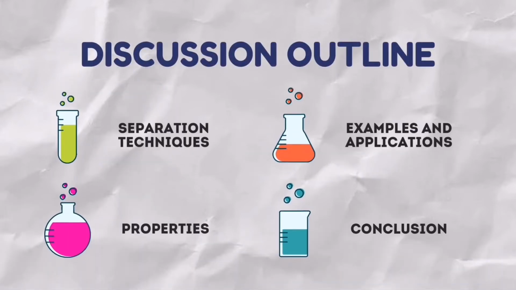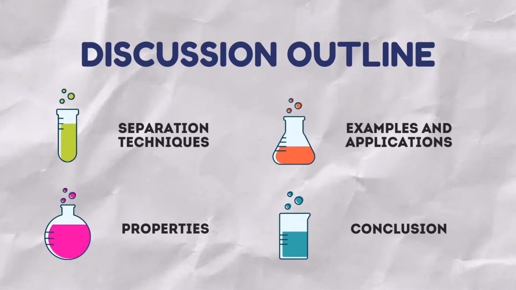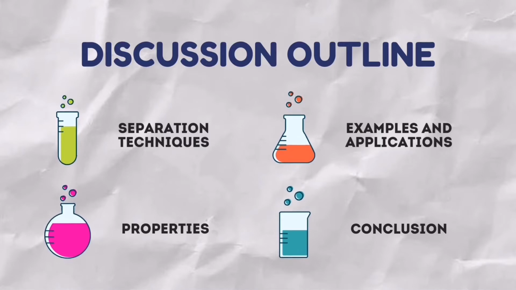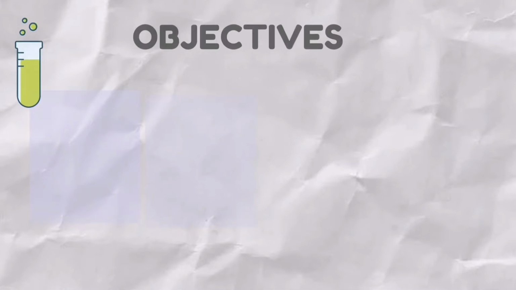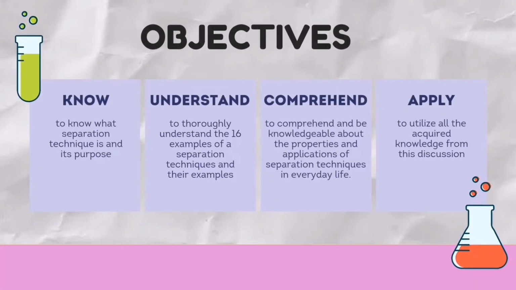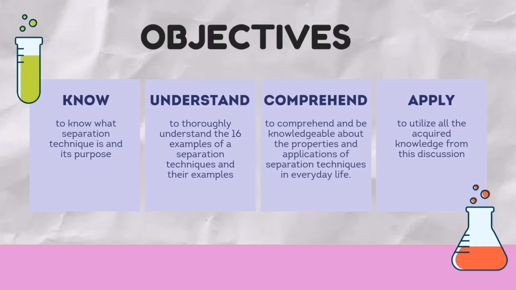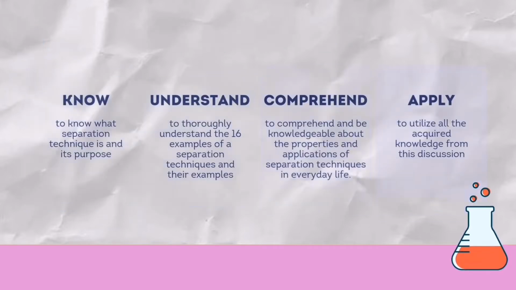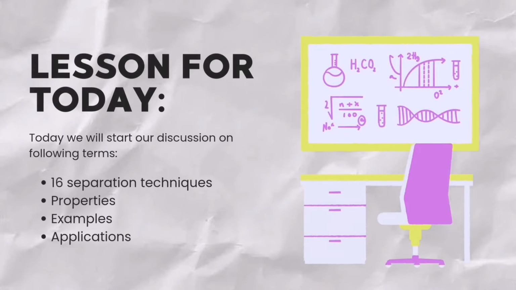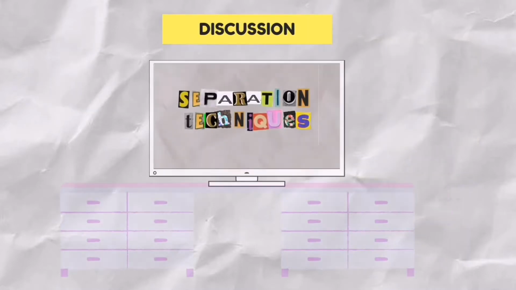For today's discussion, we will tackle the separation techniques, their properties, their examples and applications, and lastly, the conclusion. Today's objectives are to comprehend and fully understand what a separation technique is, as well as the 16 examples of separation techniques, their definitions, properties, when they are appropriate to use, and their examples. Now, let us proceed immediately to the discussion.